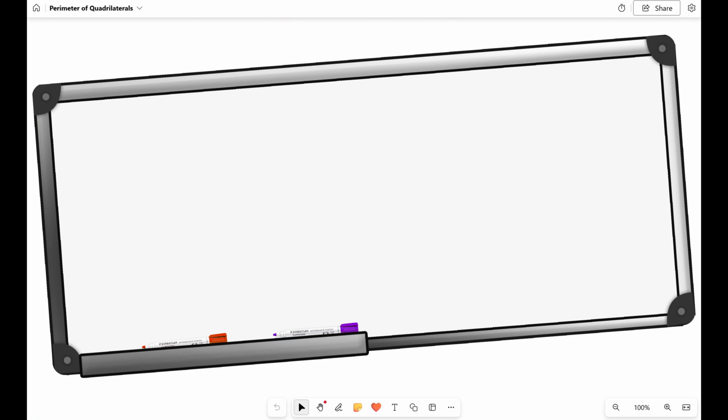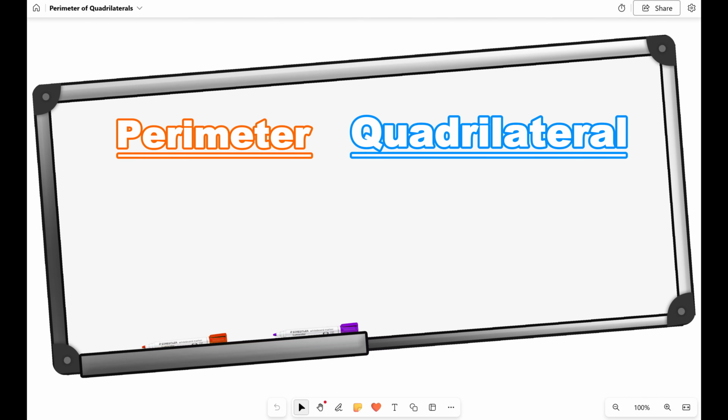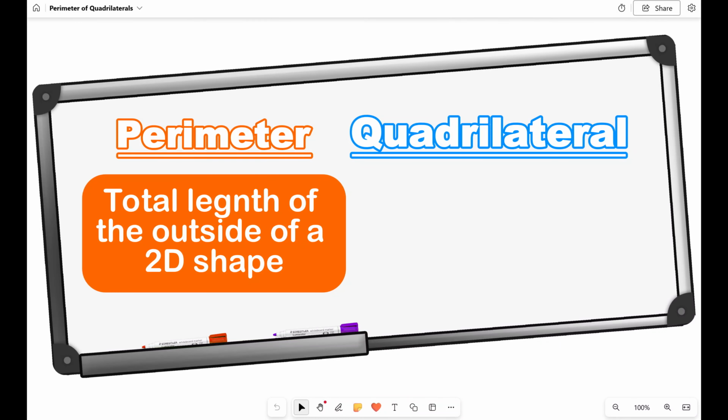Before we start looking at perimeters of quadrilaterals, firstly, we need to know what the perimeter is. The perimeter is the distance of the outside of a shape, or the total length of the outside of a shape. Any 2D shape, even a circle. If you know what the perimeter of a circle is called, let me know in the comments below.